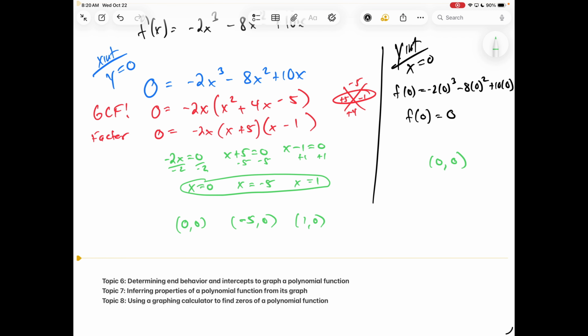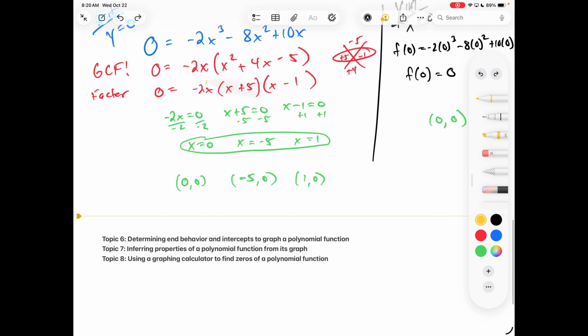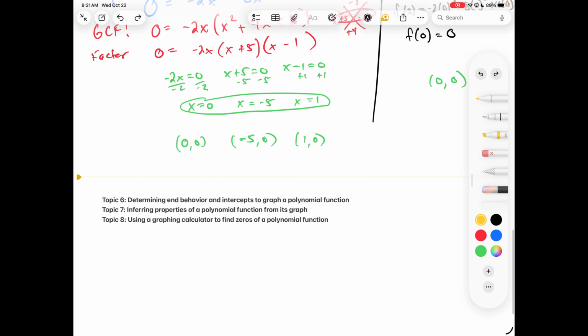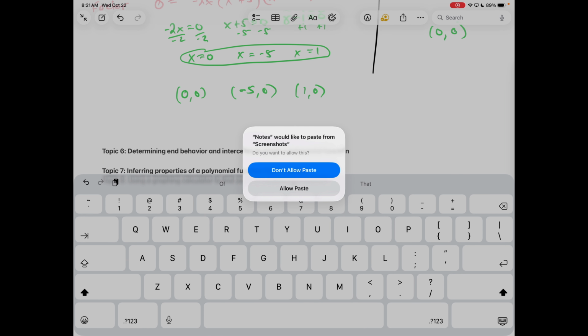So along with that, if we wanted to, we could look at this right here and get the multiplicity of these. And this is negative, so we know it's going down as it goes from left to right. I think we talk about that in the next topic, so I won't go too much into that. But we can start to piece all these things together.